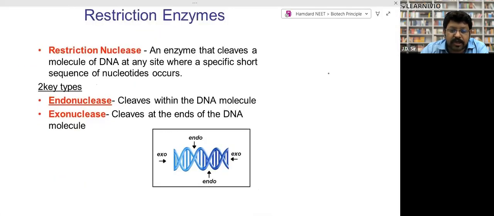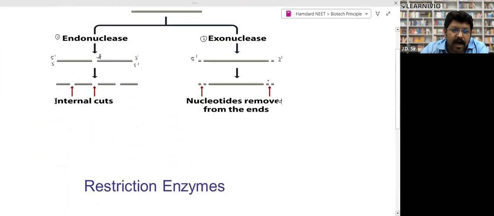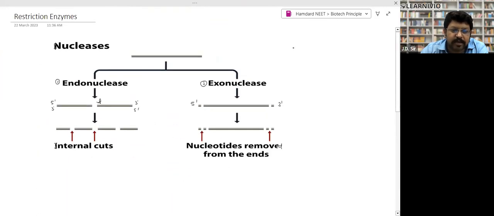Now come to the restriction enzyme. What are restriction enzymes? I have already told you that restriction enzymes are called molecular scissors, because they cut down the DNA. A very smart question, it is not there in your NCERT. How do these restriction enzymes cut down the DNA? Any one of you? This question is out of NCERT.